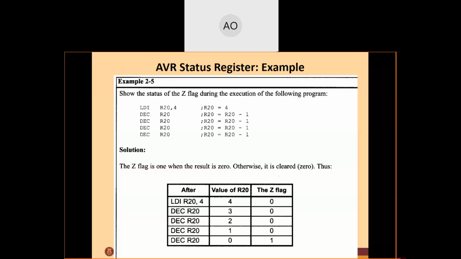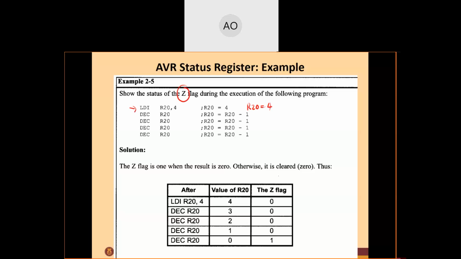Okay, let's look at this example. Show the status of the Z flag during the execution of the following program. Okay, so let's look line by line, instruction by instruction. LDI R20, 4. Okay, you're going to see the Z flag here. So what happens is R20 now gets 4.